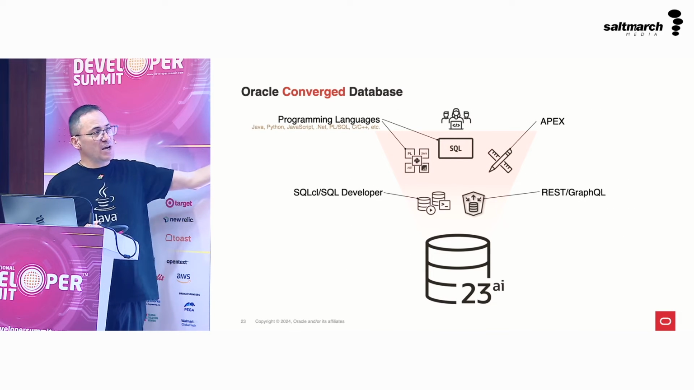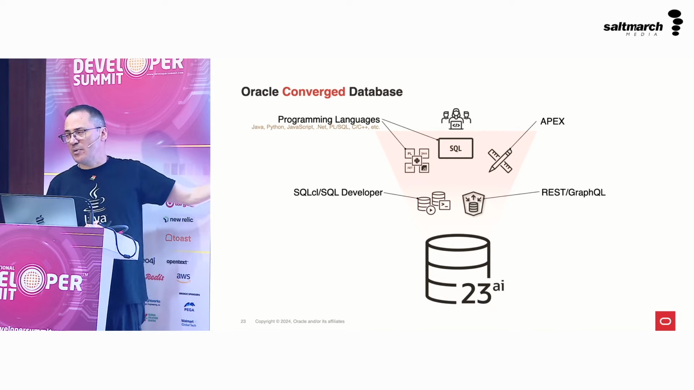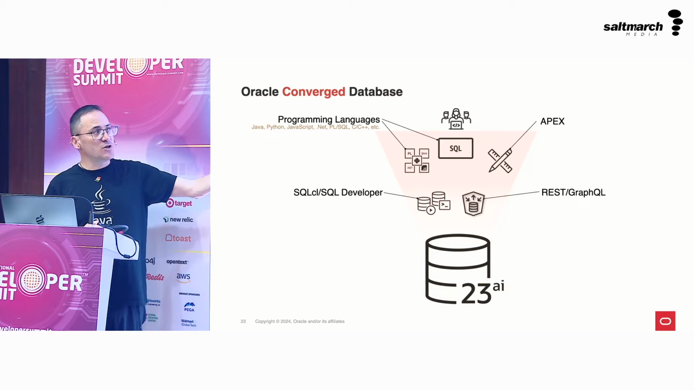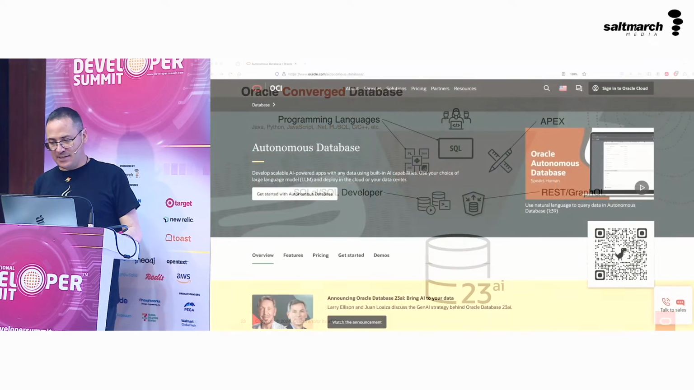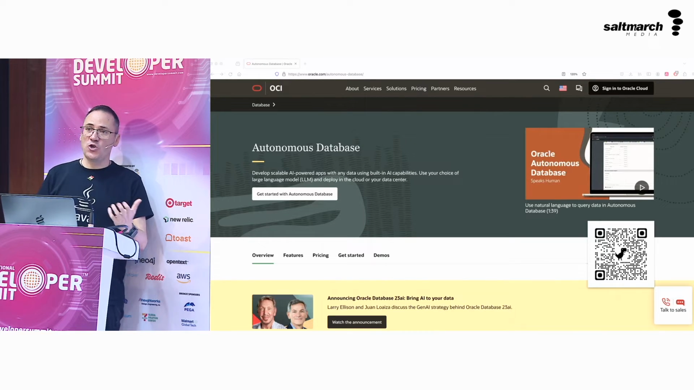There are free tools that you can connect to the database. We support pretty much every programming language. There are no-code solutions like Apex, which is based on JavaScript. We have command line tools. There's a lot of things that you can have access to. But how do you install it? How do you use it?